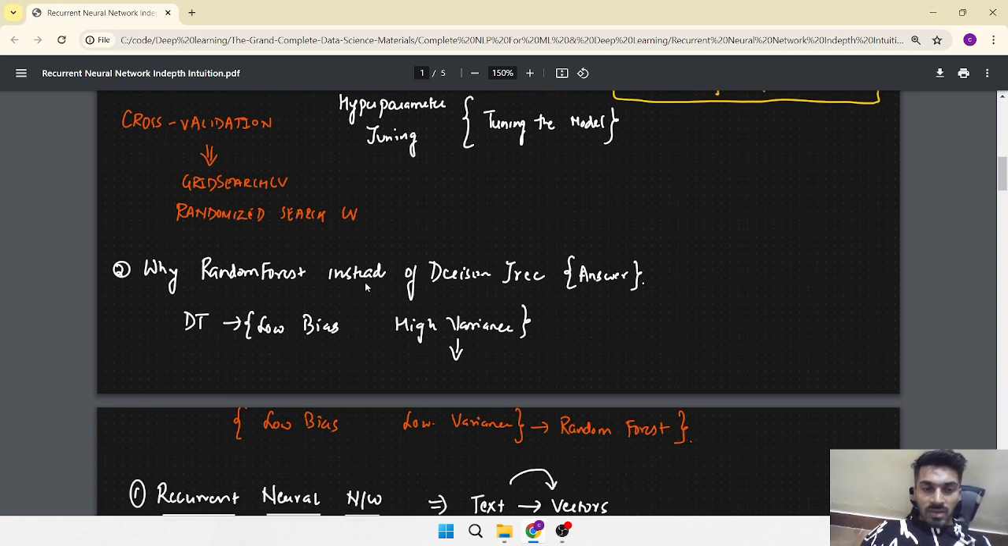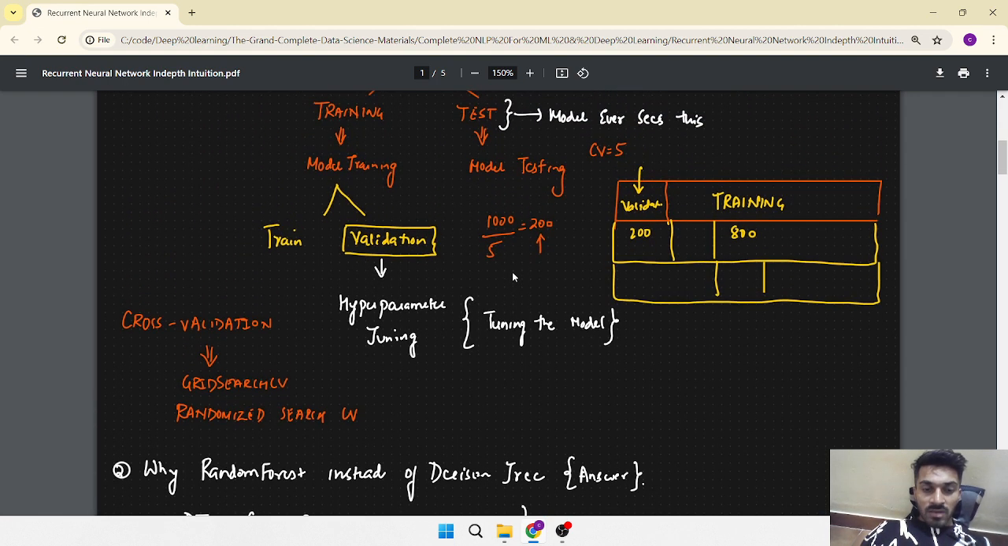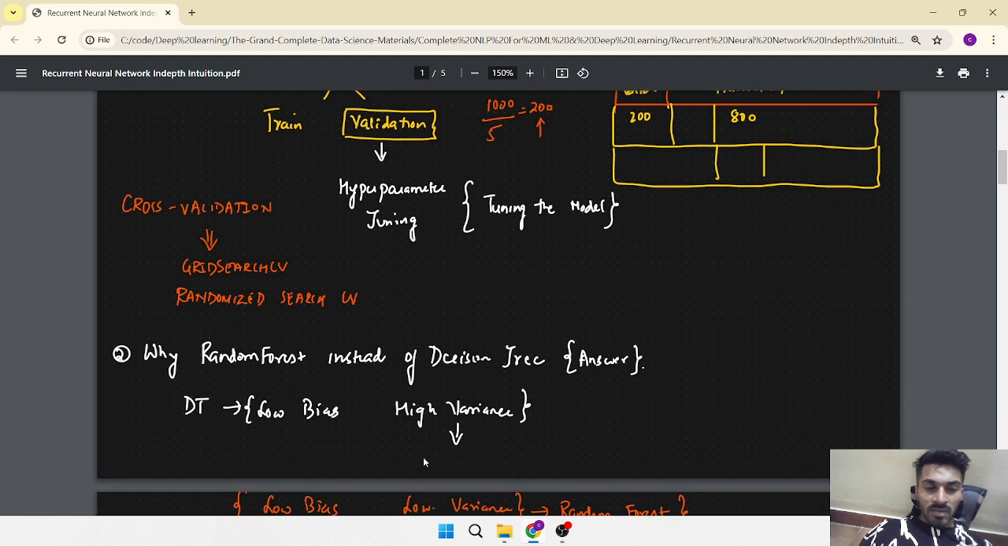And why random forest instead of decision tree? This is also a question. In a decision tree, our model will basically be overtrained. In case of overtraining, the training accuracy is very high, but in testing the accuracy is very bad. So we can say low bias, high variance is there. To convert low bias high variance into low bias low variance, we train a random forest. That's why we have to use random forest.